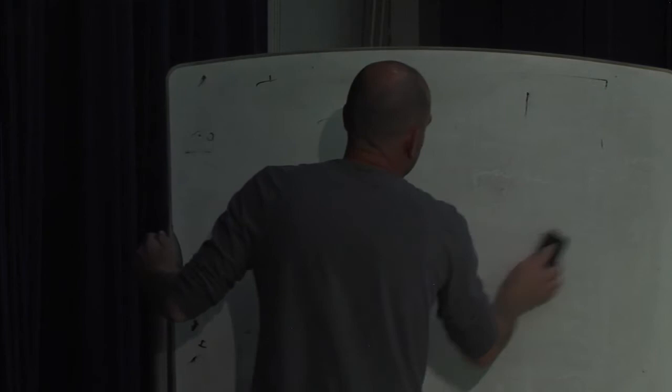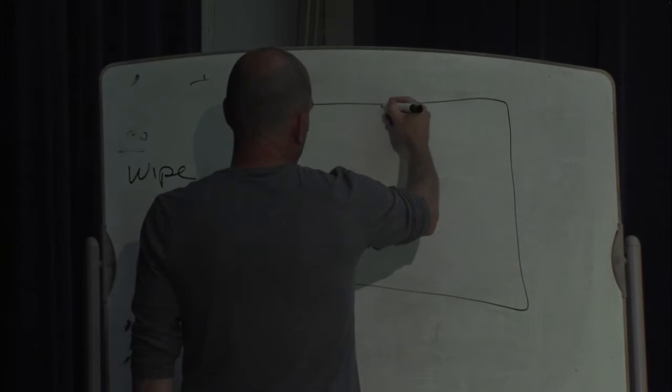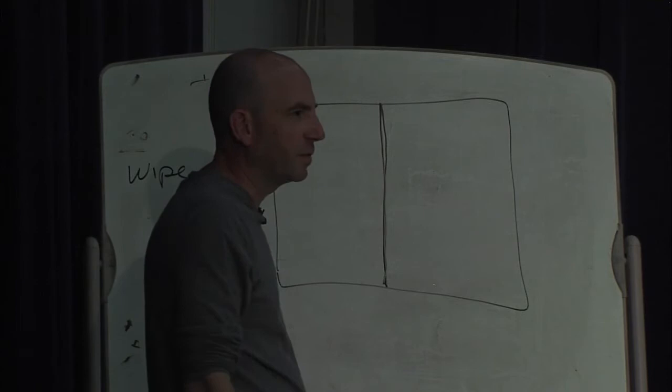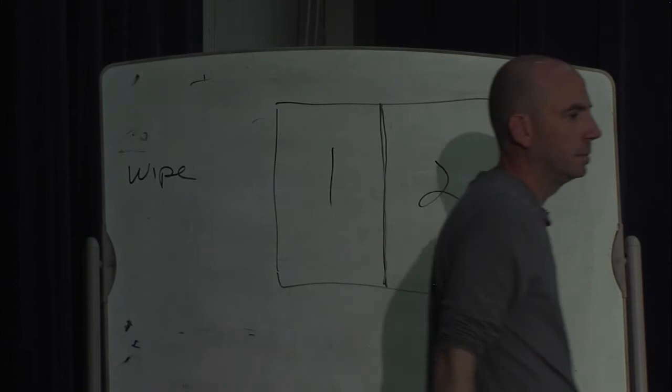All right. The first way that you can combine video sources is really easy. You activate a wipe and you stop it halfway through. If this is your TV set, we've got a wipe and we've stopped the wipe halfway through the screen. In preview, I've got camera one. In program, I've got camera two. Boom, boom. Makes sense?